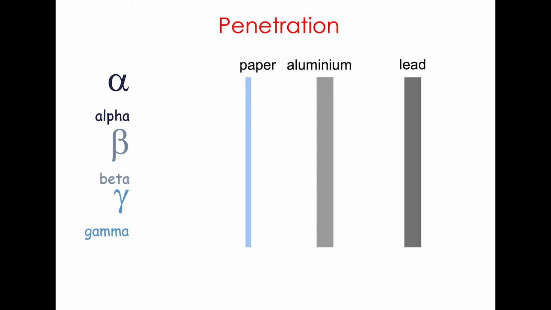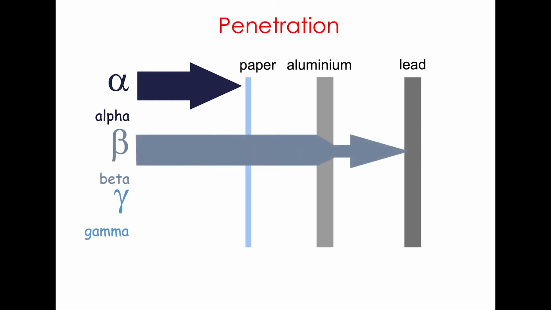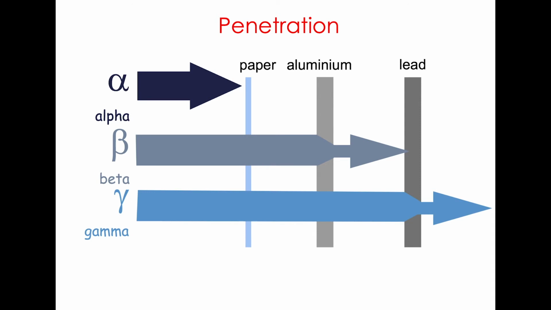Alpha particles are stopped easily because they are highly ionising due to their charge and mass. Gamma rays are the opposite, with no charge or mass, and beta particles are somewhere in between.